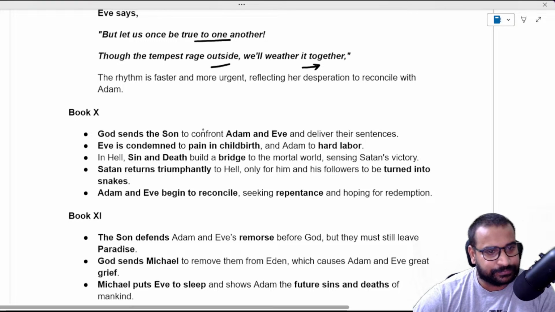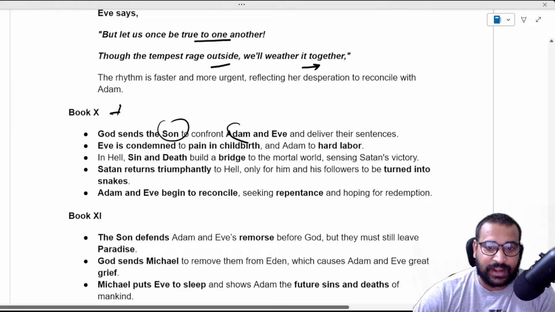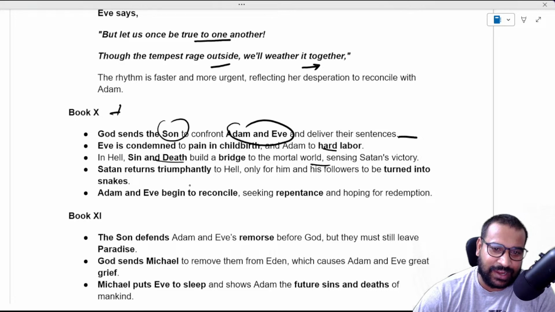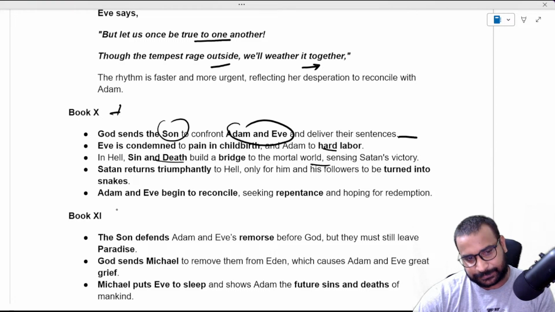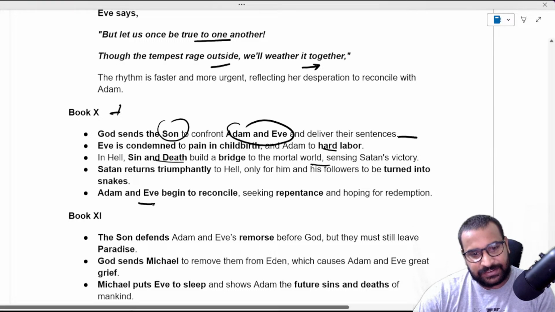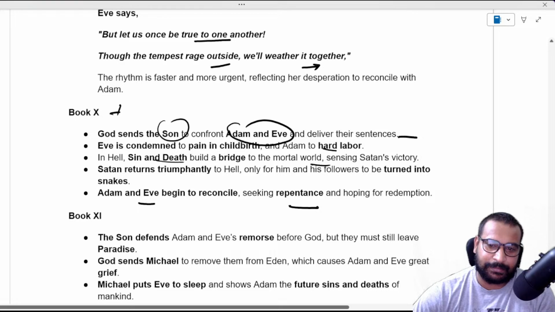Anyway, book 10, important for you because here God sends the Son to confront Adam and Eve and deliver their sentence. Eve is condemned to pain in childbirth and Adam to hard labor. In hell, Sin and Death build a bridge to the mortal world, sensing Satan's victory, and Satan returns triumphantly to hell, only for him and his followers to be turned into snakes. Anyway, Adam and Eve begin to reconcile, seeking repentance.